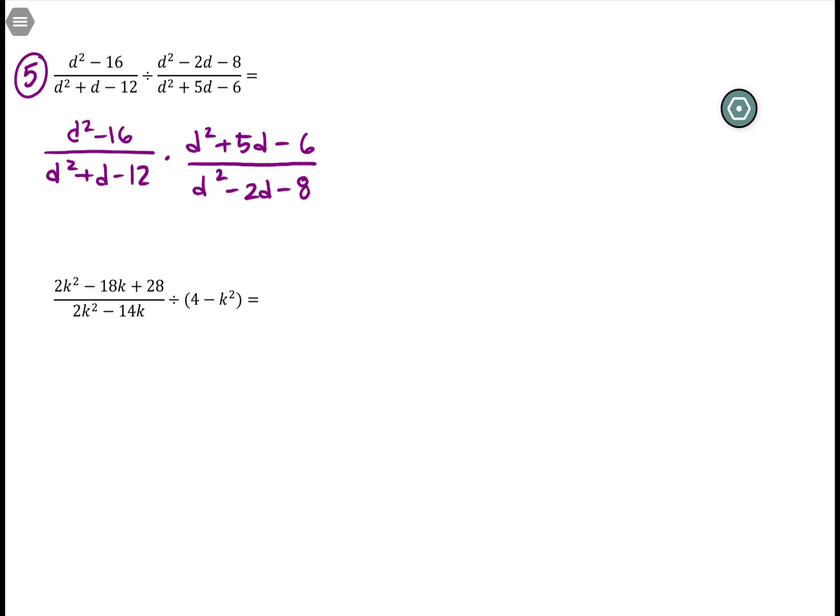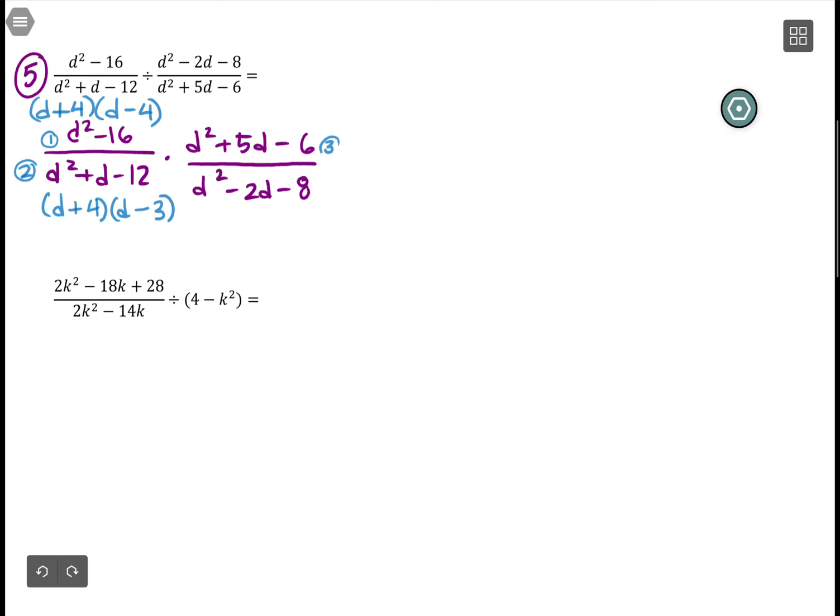Okay, so let's start with the top of the first fraction. That's two terms, and really all we can hope to do with two terms is either factor out a common factor, which I don't see, or spot a difference of squares, which I do see. That's a d squared minus 4 squared, so it splits into d plus 4 times d minus 4. The bottom of that same fraction, d squared plus d minus 12. So no common factor. The leading coefficient of 1 is really nice because I'm looking for factors of negative 12 that add up to 1 to get that 1d in the middle. So positive 4, negative 3.